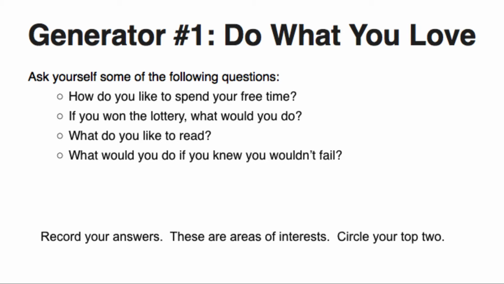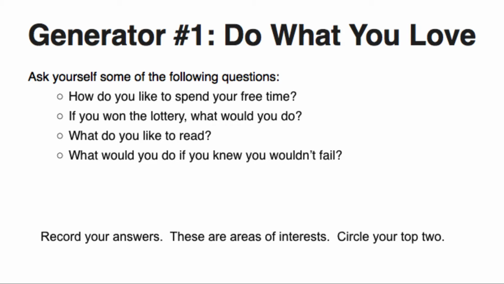Circle your top 2. So for example, for me, how do I like to spend my free time? I love spending time with my family. If I won the lottery, I would do nothing but travel. I don't even think I would own a home. I would just travel the globe. What do you like to read? I love reading Business Insider. What would you do if you knew you wouldn't fail? If I knew I wouldn't fail, I would open a nonprofit in conservation in order to help animals. Of all of those answers, my top 2 would be spending time with my family and traveling the world.